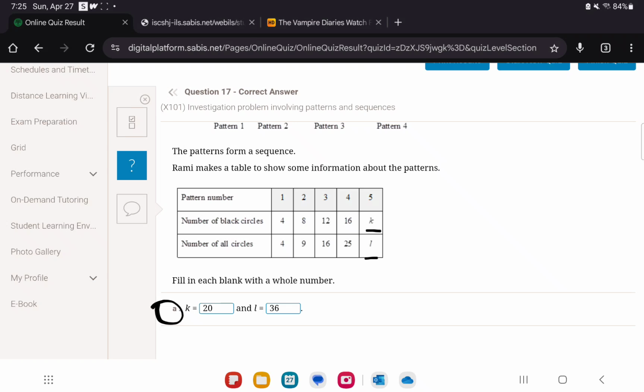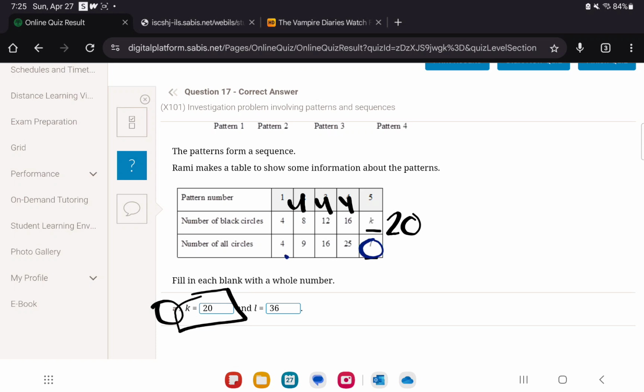So K, let's see if it's an arithmetic sequence, okay? So 8 minus 4 is 4, 12 minus 8 is 4, 16 minus 12 is 4. So K is 16 plus 4, which is 20. So that's part A. Now, we want to find L.